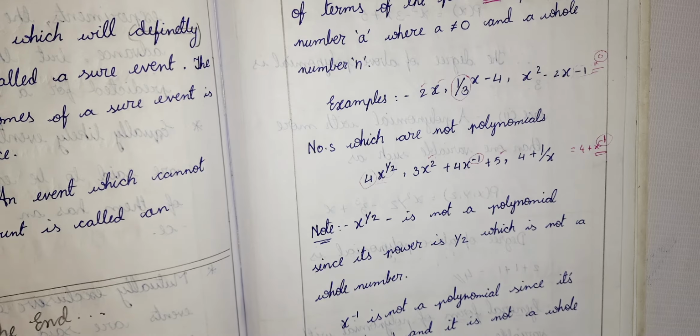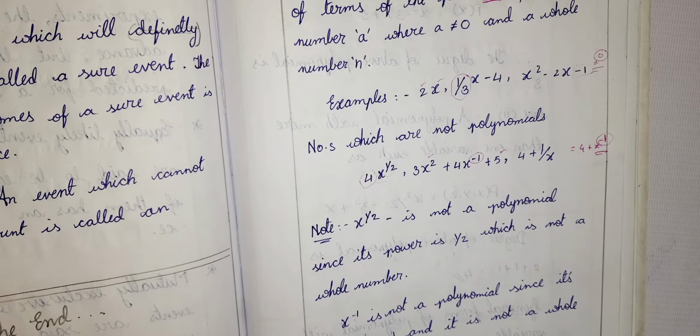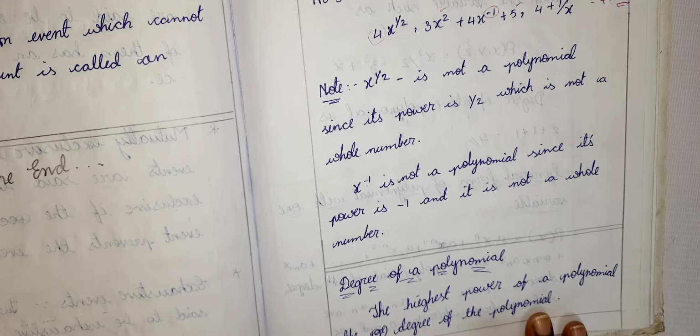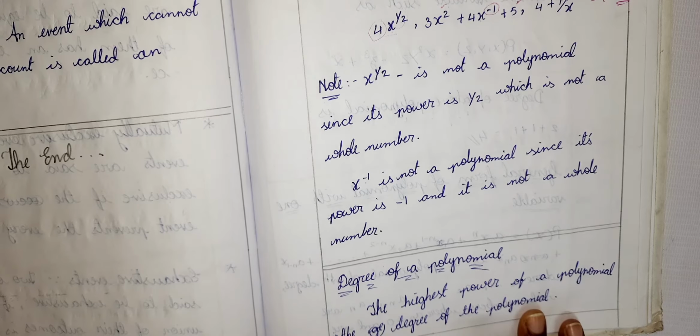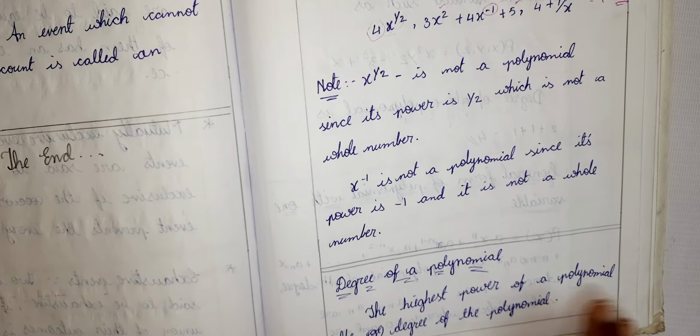So the next one is degree of a polynomial. Usually we define the highest power of a polynomial as the degree of the polynomial. That is why we always name the polynomial based on its degree. Right, therefore, how do we define degree? The highest power of a polynomial is the degree of a polynomial.